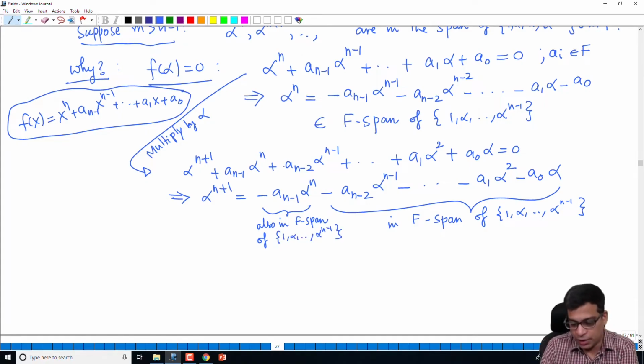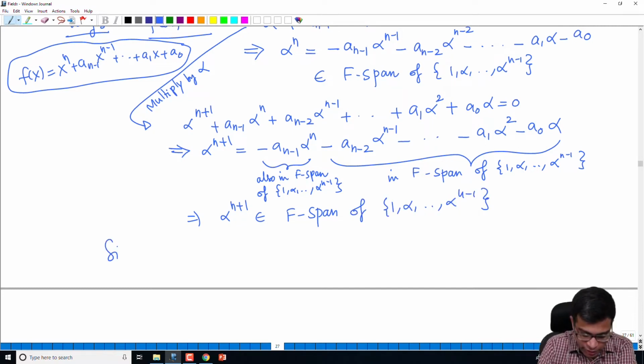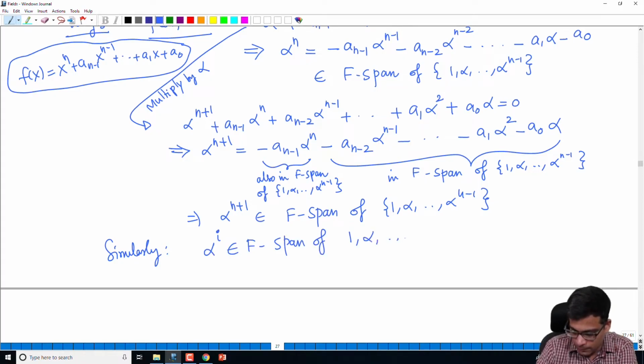So the first term is in the F-span of 1, alpha, up to alpha power n minus 1. The remaining terms are also in the span of this. So that means alpha power n plus 1 is in the F-span of 1, alpha, up to alpha power n minus 1. And similarly, alpha power i is in the F-span of 1, alpha, up to alpha power n minus 1 for all i greater than or equal to 0.